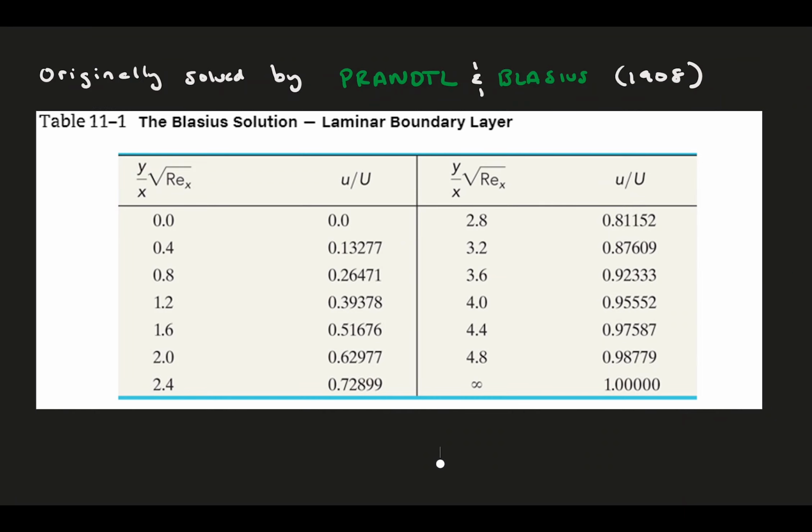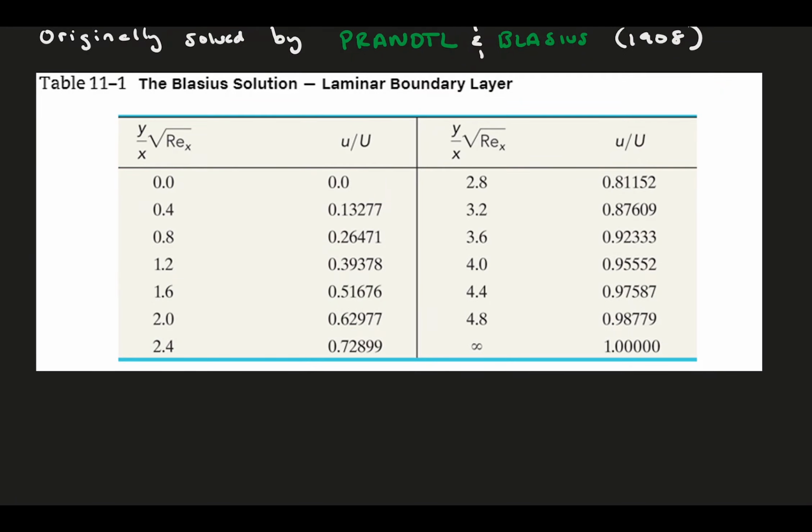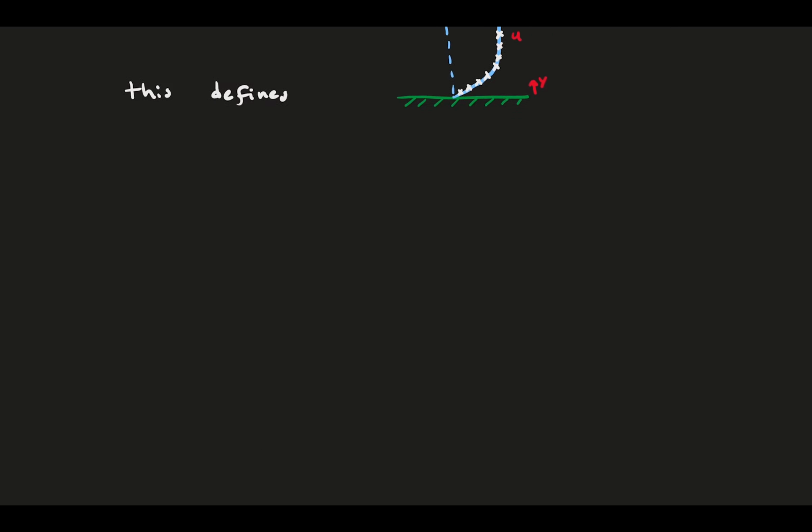The left column is effectively the y-coordinate. The profile is self-similar in x, meaning it doesn't change shape in x, it just grows. This is why we see the x variable come into the y column, because the x variable is acting to stretch the vertical coordinate. Next to this is the velocity normalized by the free stream, so it goes to 1 far from the wall. If you plotted this data, it would represent the shape of a laminar boundary layer.